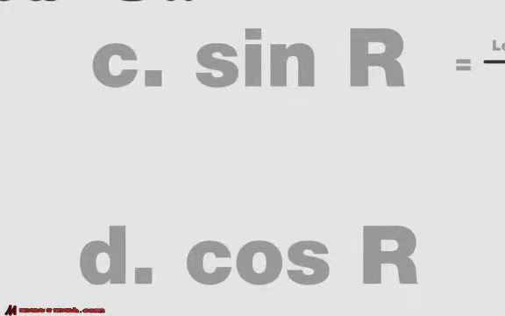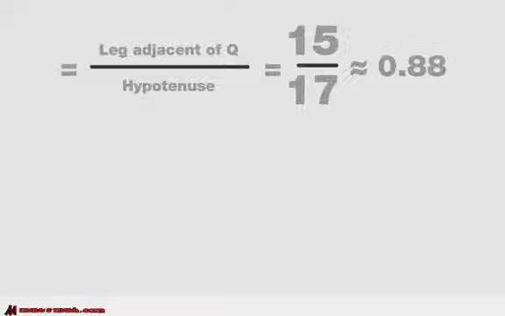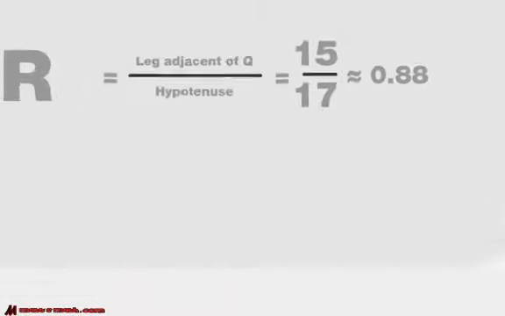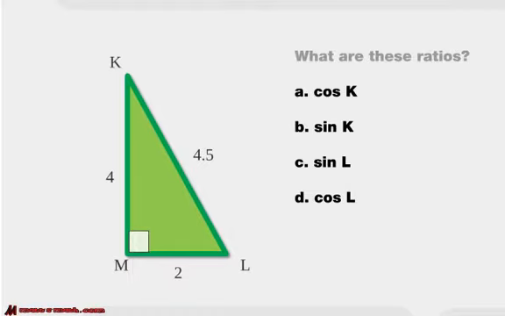Now do this, cosine of R. I bet you can think that if the sine of R is the cosine of the other angle, cosine of R might be something related to the other guys. Well, 15 over 17, 0.88, exactly. There's a lot of relationships here.